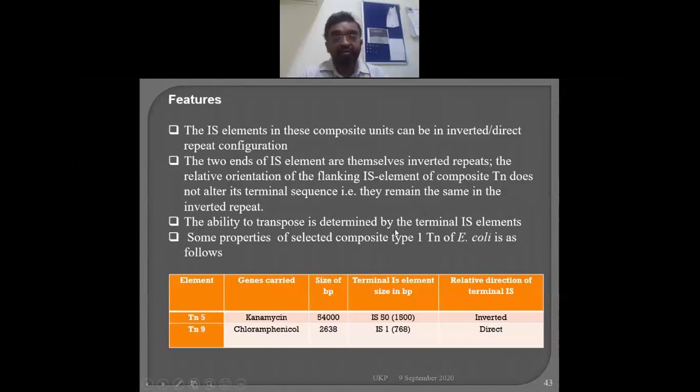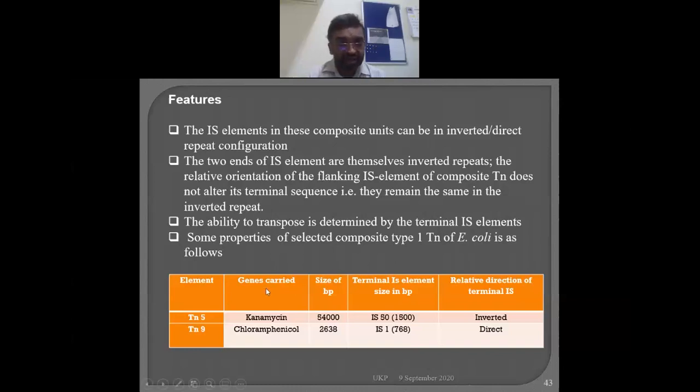The ability of the transposon is determined by the terminal IS element. Why is it referred to as a transposable element? Because of its transposition ability, and this transposition ability is conferred by the IS element. It is not the antibiotic resistance gene which confers the transposition ability, it is the IS element. Hence, whatever we discuss regarding the IS element is applicable here.